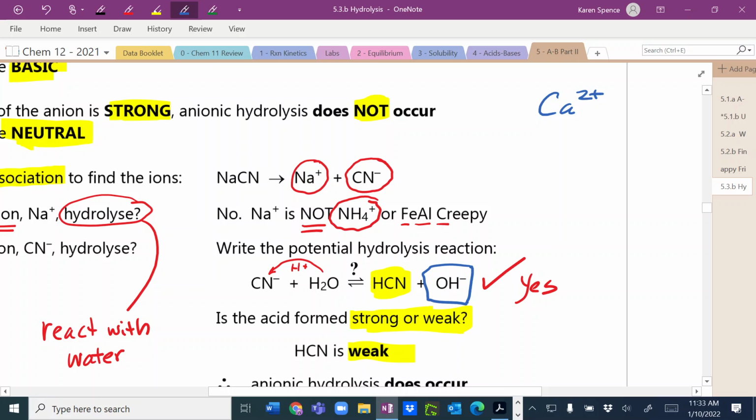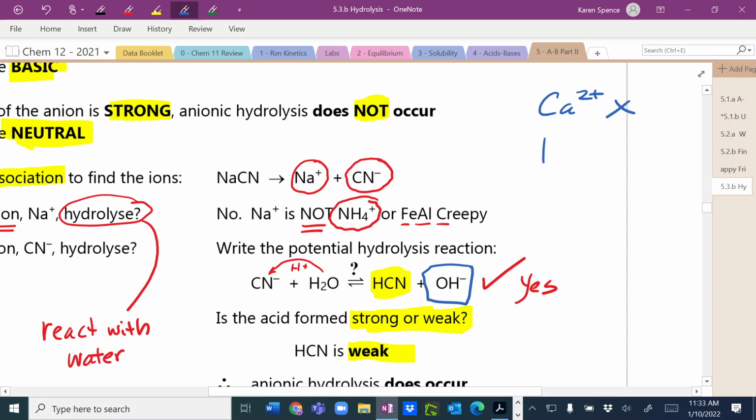What do you ask yourself for a cation? Is it one of 4 things? What are those 4 things? Ammonium, NH4, Fe, Al, Cr, feel creepy, and ammonium. Okay? So it's not one of those things, so no, calcium will not hydrolyze.